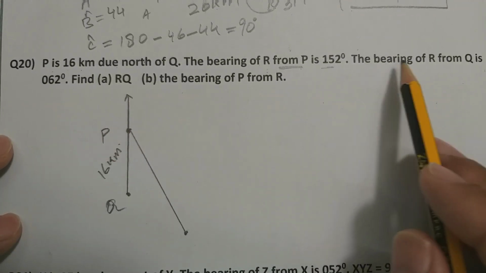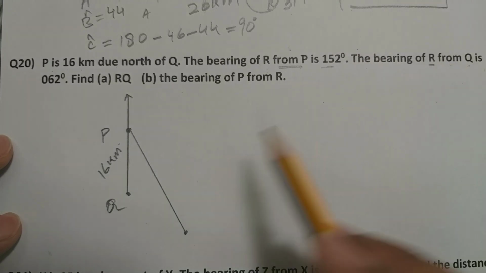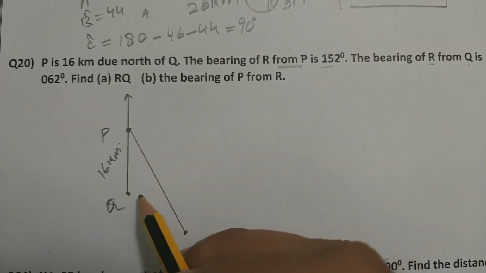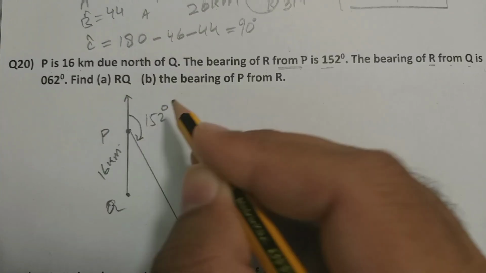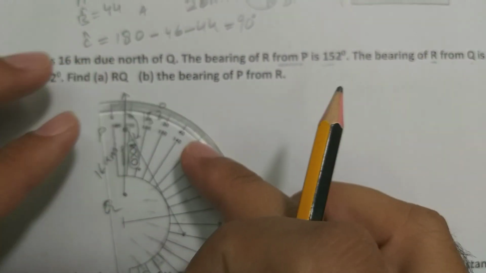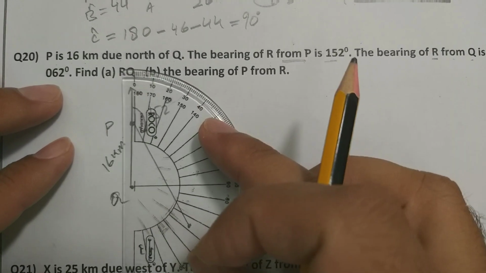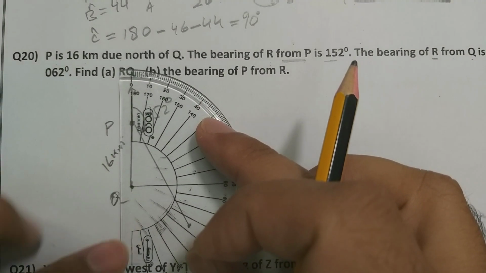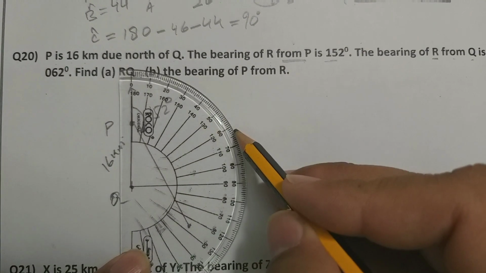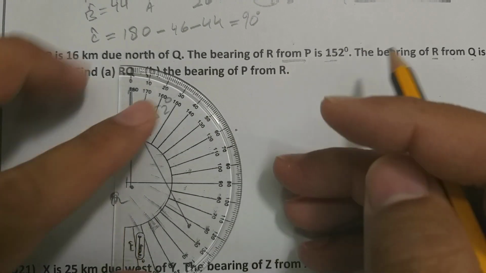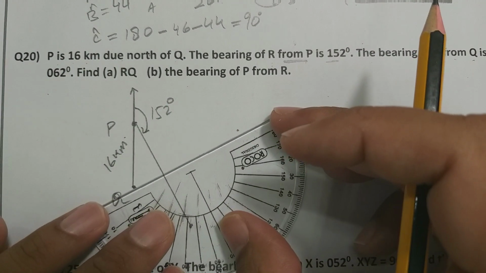Okay, the bearing of R from Q: from Q this is the north. So from here also the bearing is 62 degrees, 60 and 62 somewhere here. So join these two points.